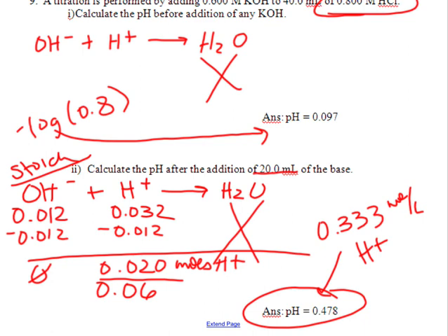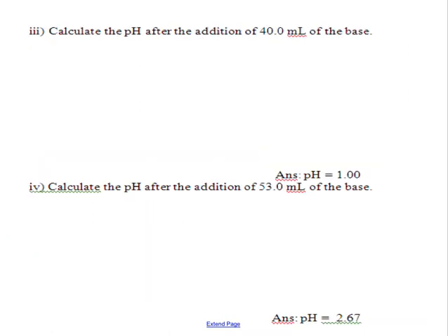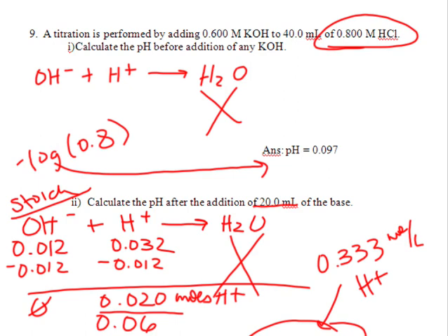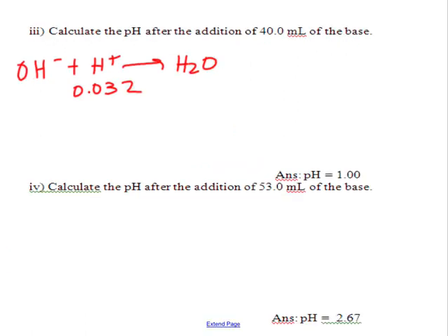It's going to be a fast day of writing, because now we're going to repeat this again. And we're going to calculate the pH after the addition of 40 mils of the base. So OH minus plus H plus makes water. All right, we're ICE-ing the 0.032 moles with this time, I forgot, is it 0.6 molar? 0.6 molar times 0.04, so that's 0.024.